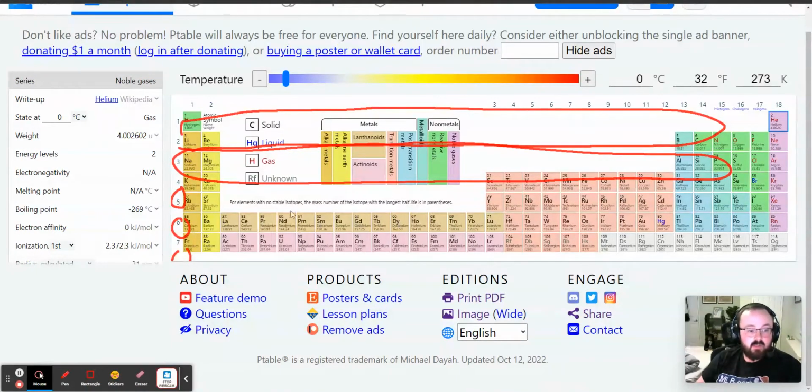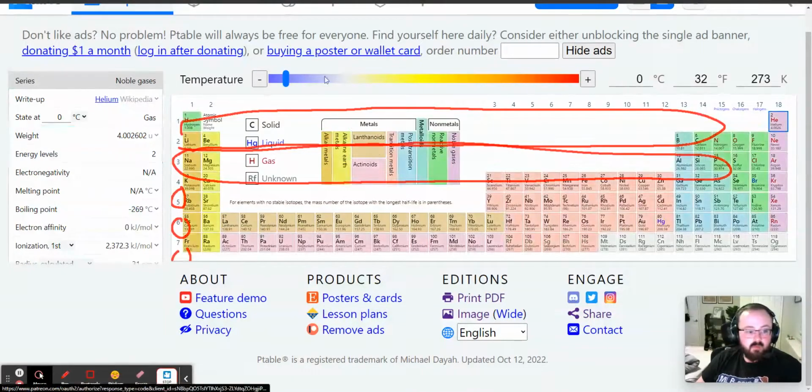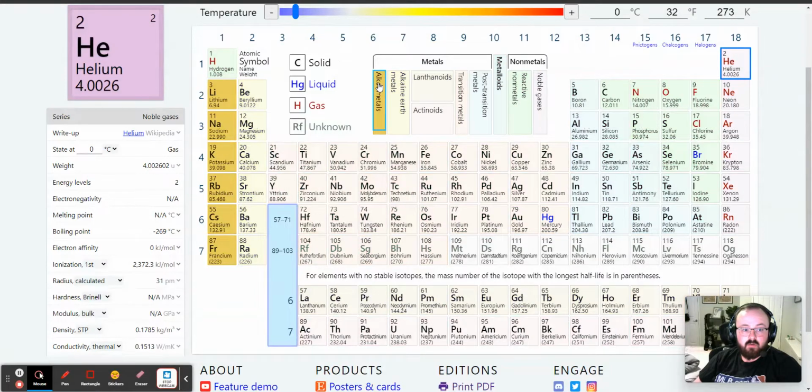So these elements, the lanthanoids, they do have a period, but they don't have a group. But we're not going to really talk about them. The next thing that I like about this periodic table, ptable.com, is that, for those of you that like color coding, it does highlight some of these groups. So if we go here, we can see the alkali metals.